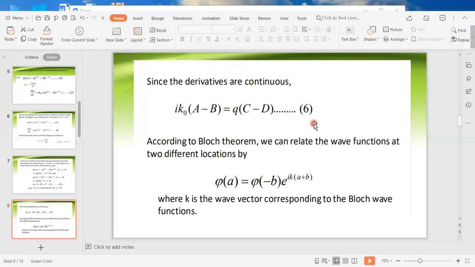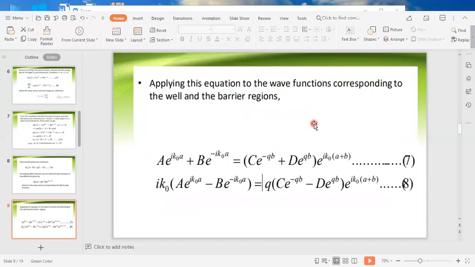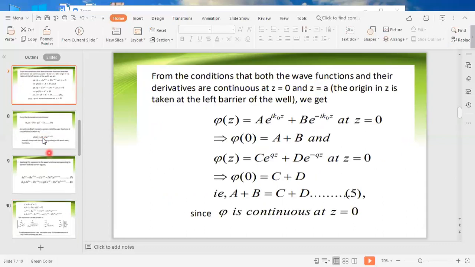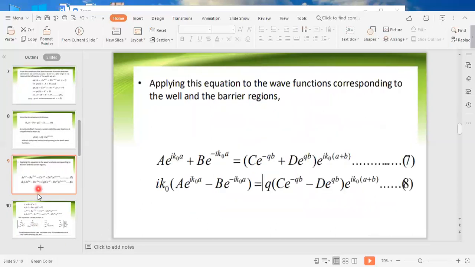Right. So by applying the Bloch theorem into the equations corresponding to the well and the barrier regions, what we get is, a plus b, which we have found here, right? a plus b, equation number 5. From here we get a e raised to i k naught a plus b e raised to minus i k naught a is equal to (c e raised to i q b plus d e raised to minus q b) into e raised to i k (a plus b).